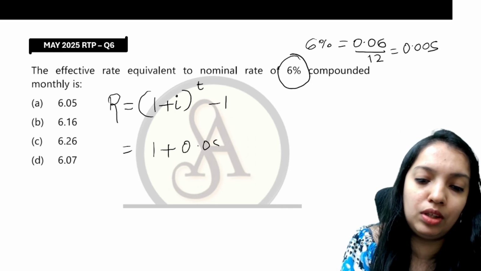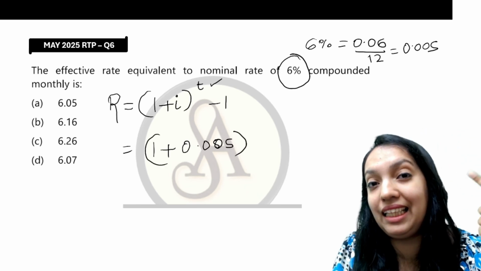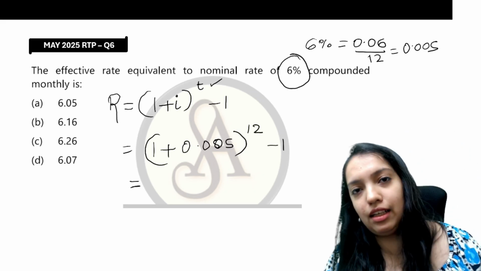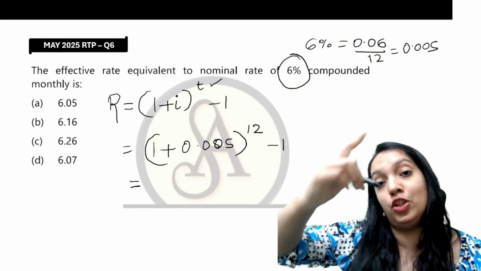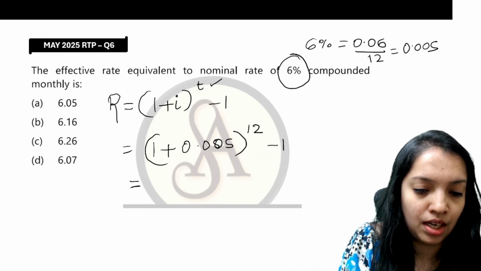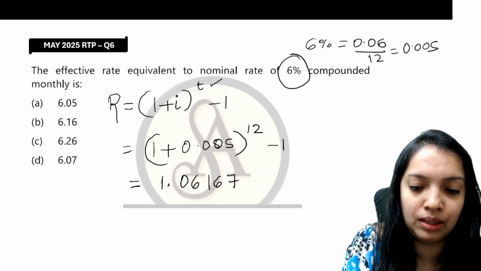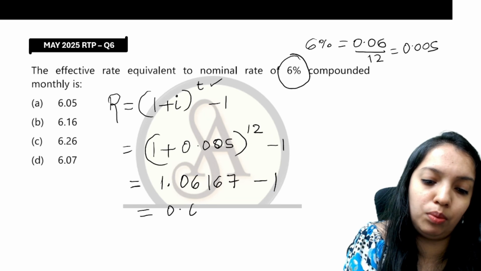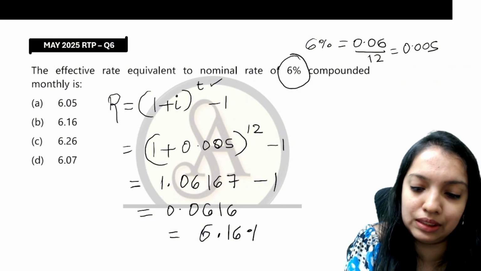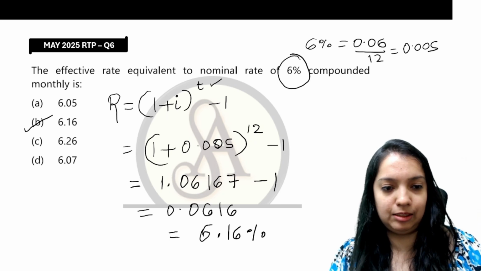So 1 plus 0.005 whole to the power of time, monthly means there are 12 times in a year, minus 1. Your answer, take the calculator, 1.005 into equal to button for 11 times. Remember the calculator shortcut, minus 1. I am getting the calculation as 1.06167 minus 1, which is equal to 0.0616 or 6.16% when I multiply it with 100. Option B is correct. Next.